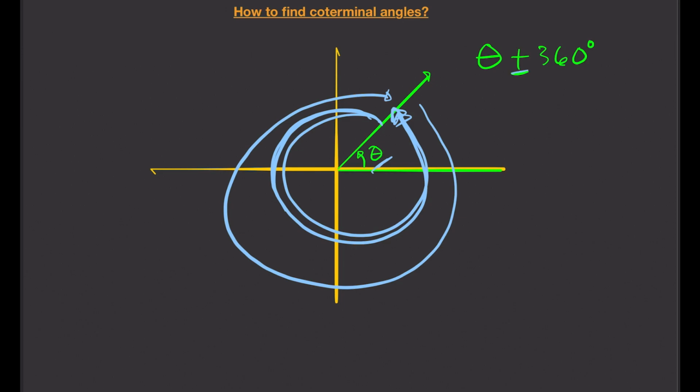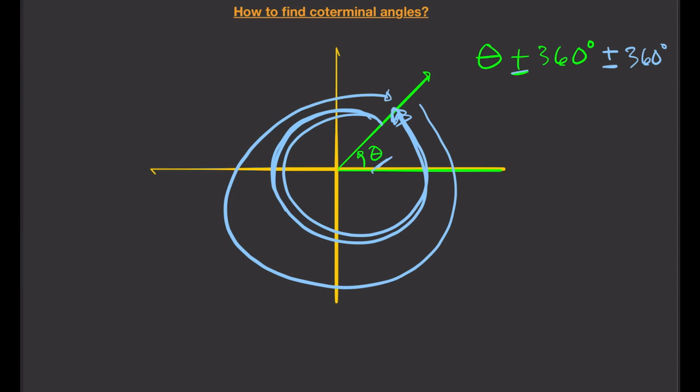So if you have an angle and you want to find an angle that is coterminal to it, just add or subtract 360. And if you want to add more, all you need to do is again add or subtract 360. That's how you find an angle that is coterminal.